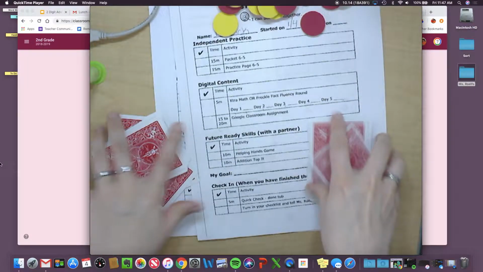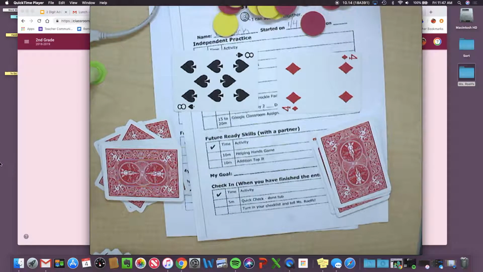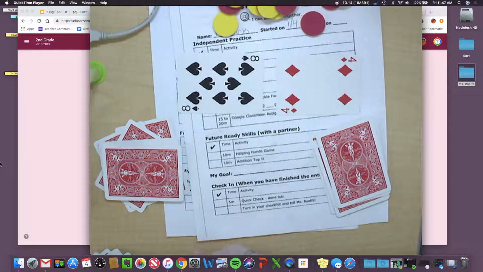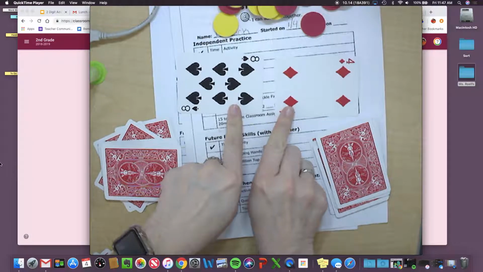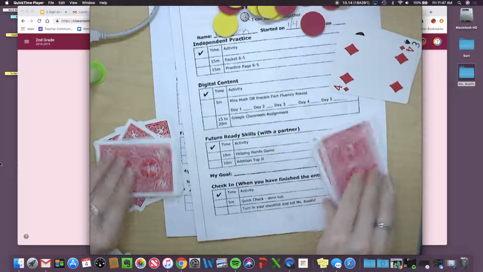Then as you're playing, it's a lot like war. Each person flips over the two cards. The first person to say the correct answer of adding them together keeps both cards. 8 plus 4 is 12. If this partner said the answer first, they would get these cards. Then you do it again.